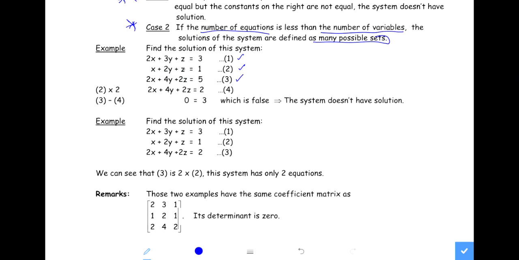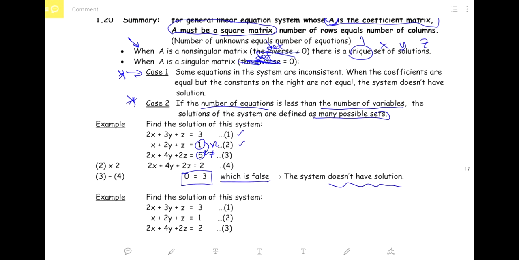So if you multiply x, y, z by 2, you get this one, and you also get this one. But if you look at number one and multiply by 2, you don't get 5. They're not equal. So what does it mean? You're going to have to do something with it, and you will end up with 0 is equal to 3, which is false. And then the system doesn't have a solution.